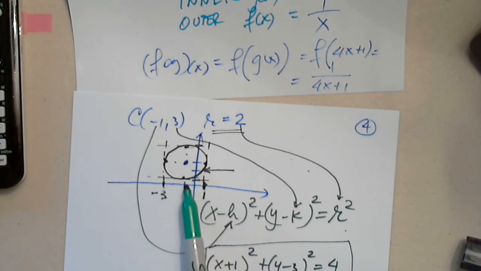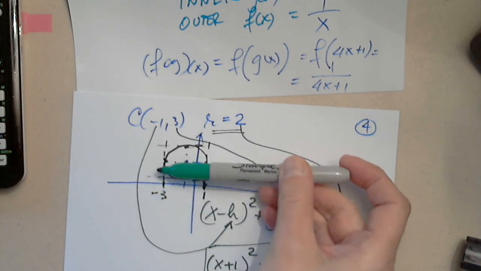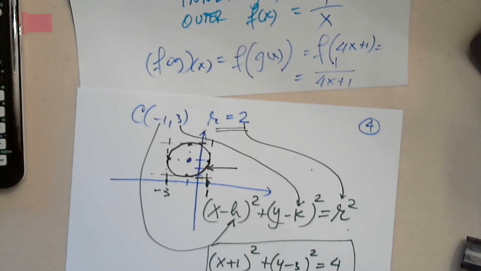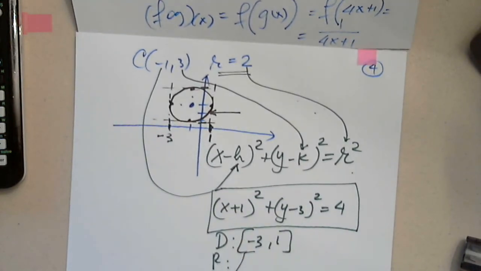So this is -1, 2 to the left and 2 to the right. And this is +3, 2 down and 2 up. So the range would be 1, 5. 3 minus 2 and 3 plus 2. Great job.